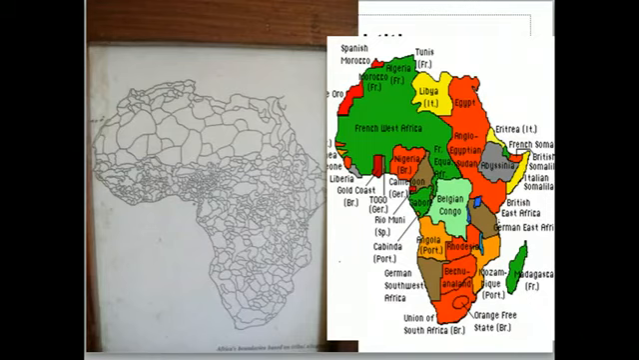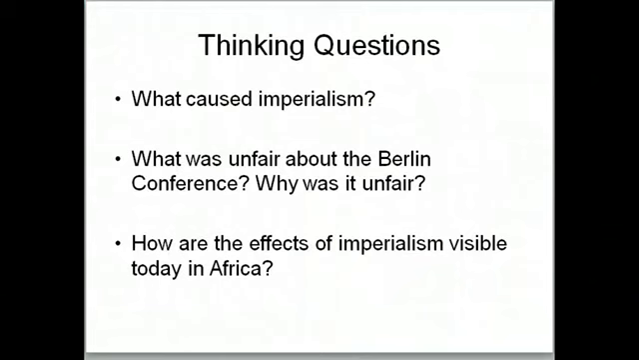So we're going to be talking about that a bit in class. We'll watch some videos about it, and in class we'll answer some thinking questions. What caused imperialism? What was unfair about the Berlin Conference, and why was it unfair? And how are the effects of imperialism visible today?